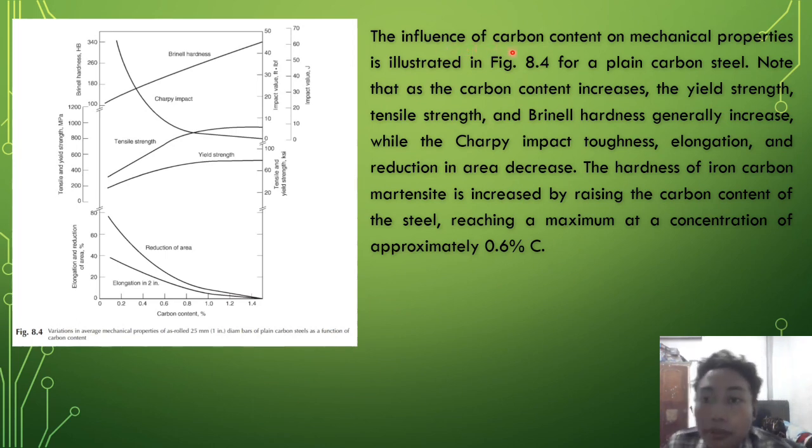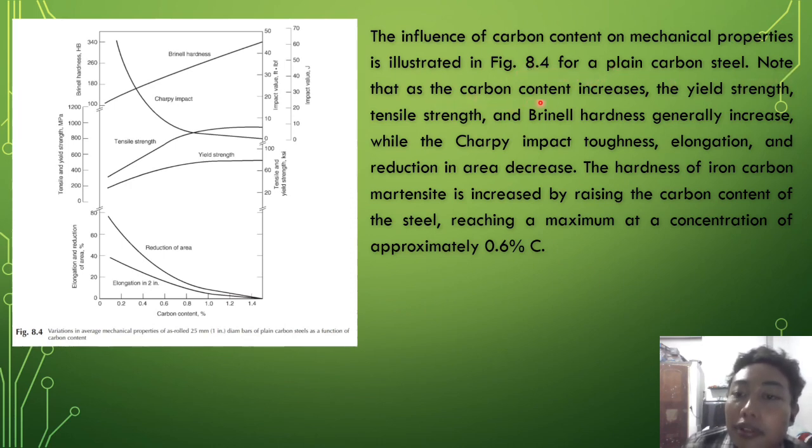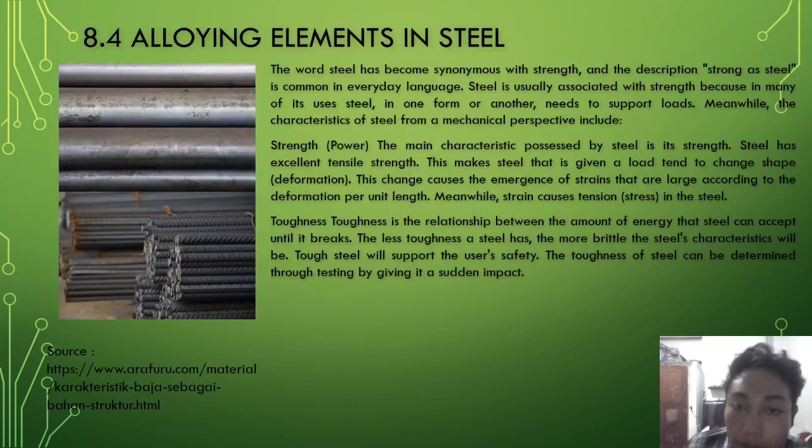The influence of carbon content on mechanical properties is shown in Figure 8.4 for plain carbon steel. As the carbon content increases, the yield strength, tensile strength, and hardness gradients are well described in the figure. Impact toughness and ductility reduce as strength rises. The hardness of iron carbon martensite increases by raising the carbon content of the steel, up to a maximum of approximately 0.6% C. Next, 8.4 alloying elements in steel.